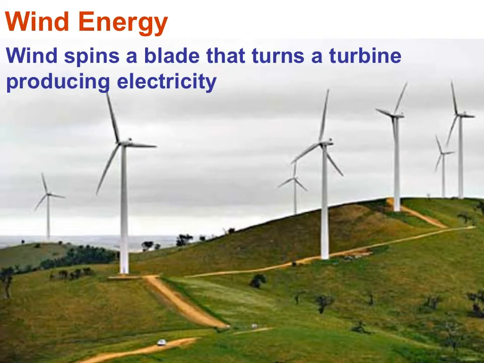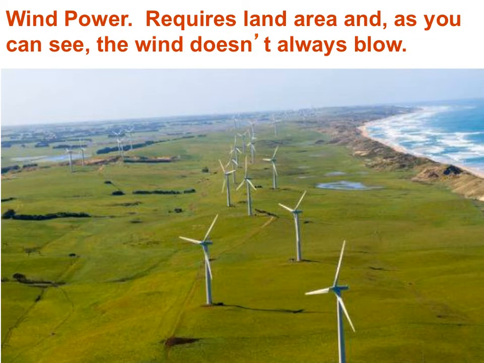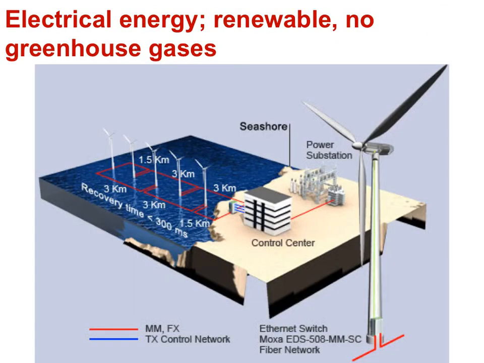Wind energy results from wind that spins a blade. A turbine is turned, creating electricity. The harnessing of wind energy requires large land areas, and it requires wind. As you can see in this image, even in areas that might have wind, wind is not always available. Wind power requires technology, and the technology is expensive.